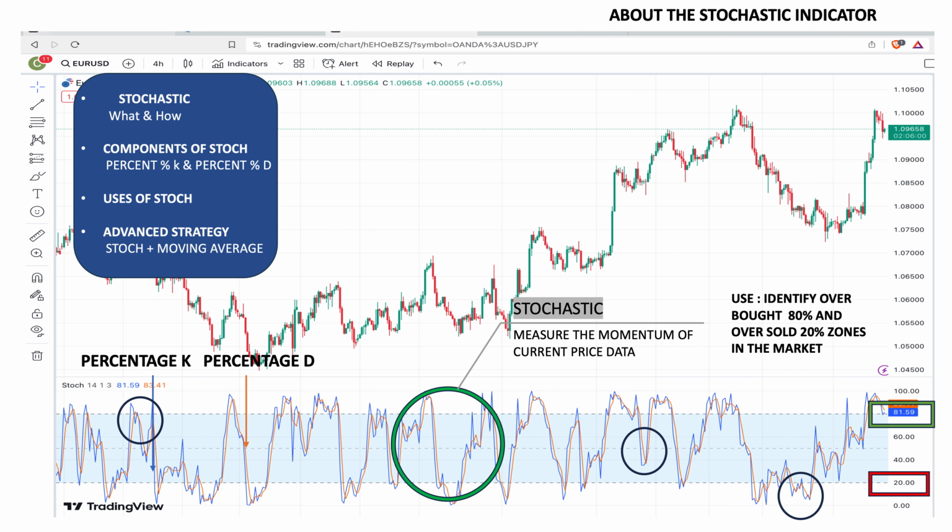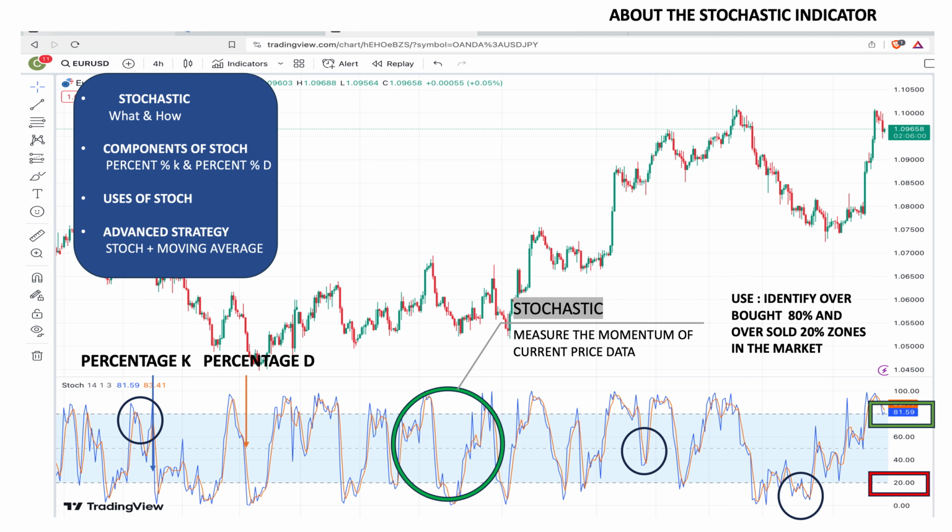Now, the components of the stochastic are the percentage K and the percentage D. The percentage K is on the graph as a blue line, and the percentage D, which is commonly a default of 3, is on the graph as a red or orange line.